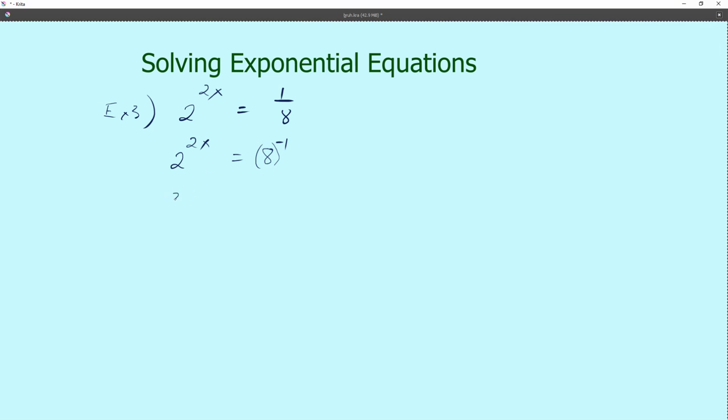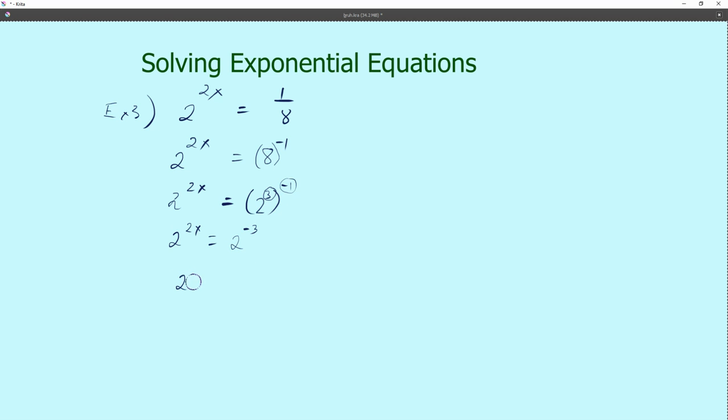So here, I'm going to leave this the same. 2 to the 2x is equal to, now all I'm doing is changing the 8 into 2 to the third power, because we knew that from the last example. So here I have that, and I want to keep that the same. Here, you want to multiply these exponents because that's a property of exponents that you should have learned, the power rule. So that gives you 2 to the negative third power.